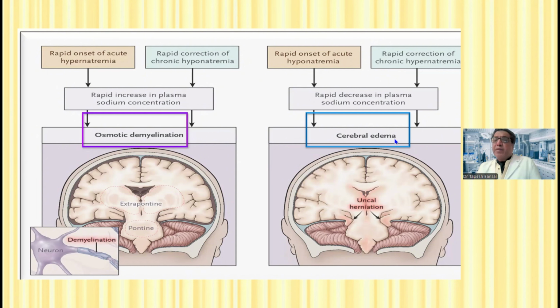And this is cerebral edema, which is seen in rapid onset of acute hyponatremia. When there is rapid onset of acute hyponatremia occurring in less than 48 hours, the extracellular space has more water, it enters the brain, and the brain does not have time to adapt. The neurons swell, the ICT rises, and there can be brain herniation. So this is actually a medical emergency.